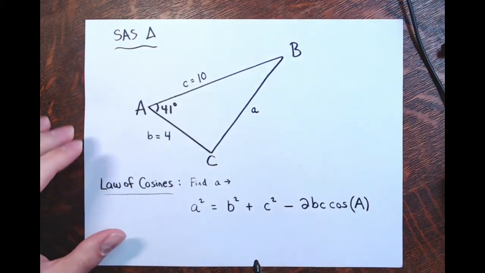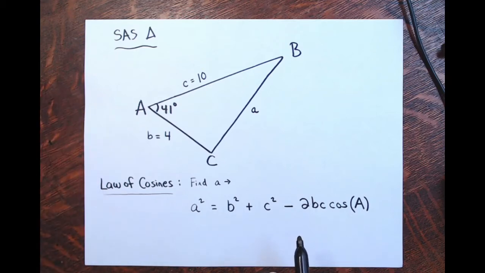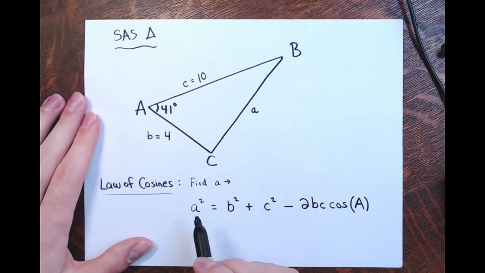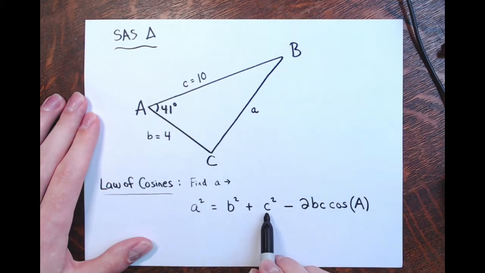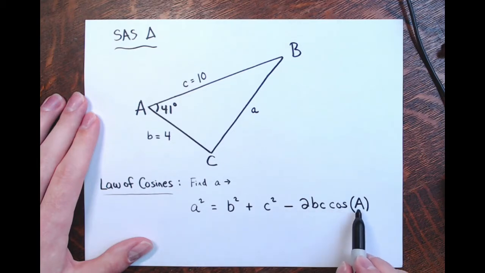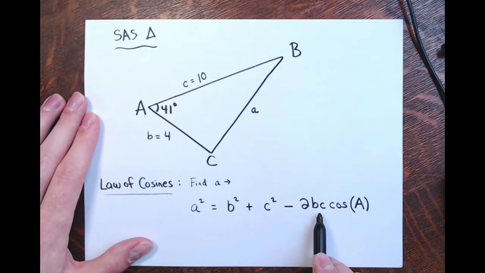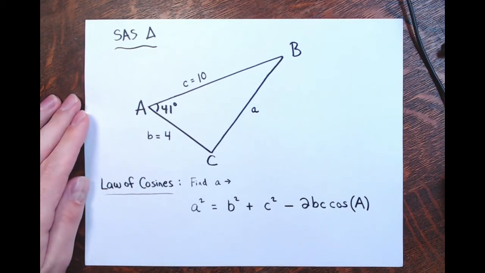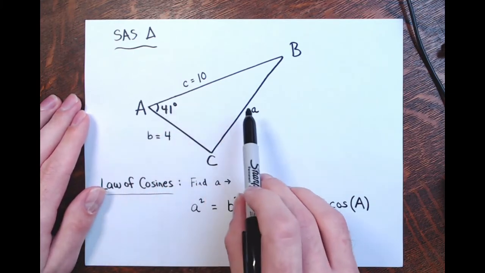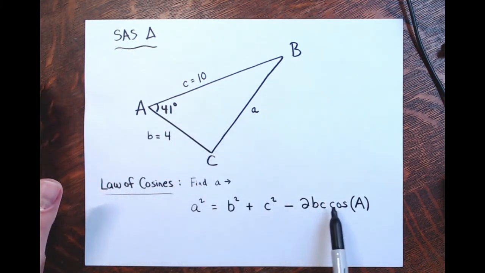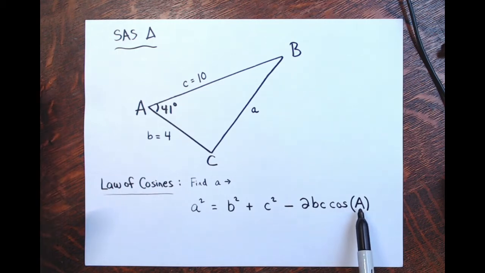There are 3 different versions of this. We could have c squared equals a squared plus b squared minus 2ab times the cosine of angle C. Or you could have b squared equals a squared plus c squared minus 2ac times the cosine of angle B. It all depends on what you're trying to find. So if I know angle A and I'm trying to find side a, I'll use this version where angle A is used. And if angle A is in the cosine, that means a squared is on this side.